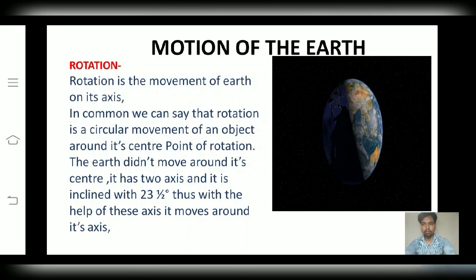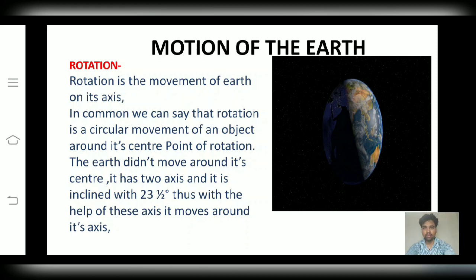So friends, we have already discussed in previous videos that earth has two types of axes. The first one is north pole and the second one is south pole. So with the help of these two axes, the earth rotates on its center. We already know that the earth is inclined about 23.5 degree on its axis. This inclination is responsible for the weather and seasonal phenomenon of the earth.